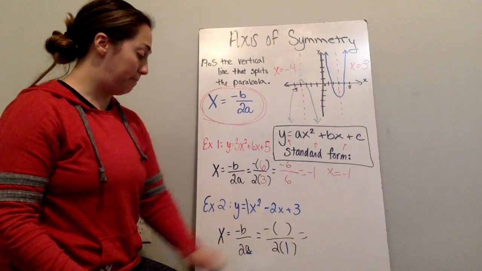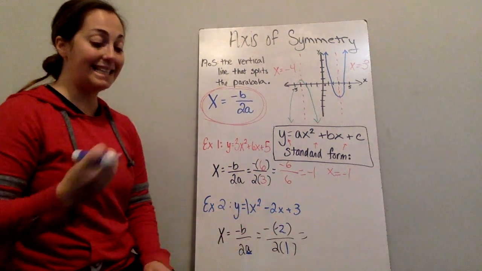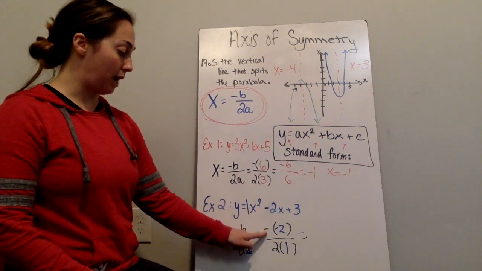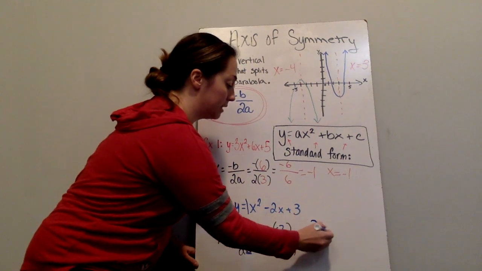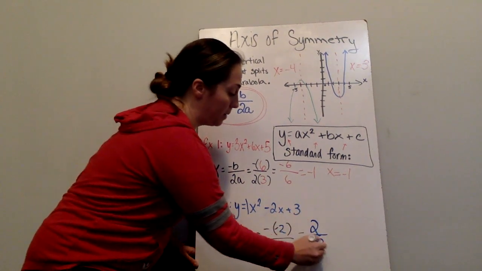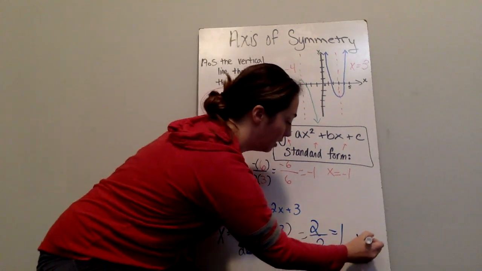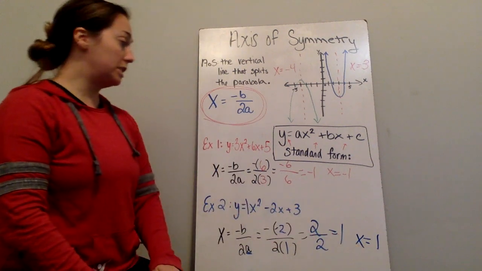And the opposite of b, be careful with this, because b is negative 2. It's the one with the x, so it's negative 2. What's the opposite of negative 2? Positive 2. And then 2 times 1, oh my goodness, did not plan that. Crazy. And now x equals 1, because 2 divided by 2 is 1, so the equation is x equals 1.